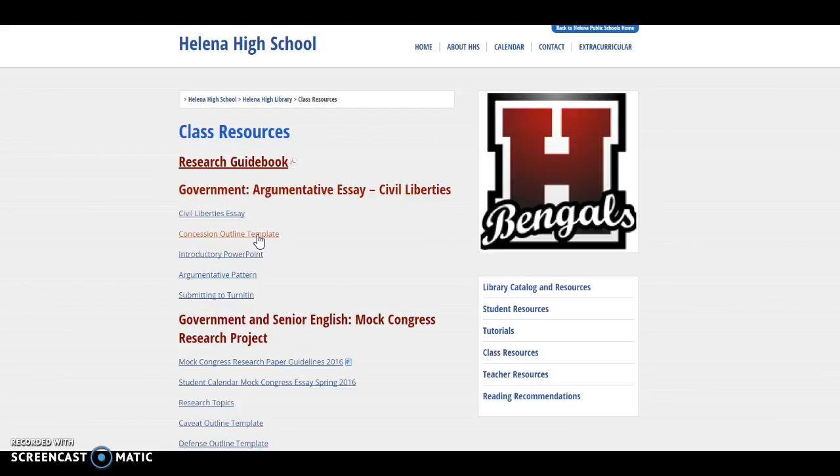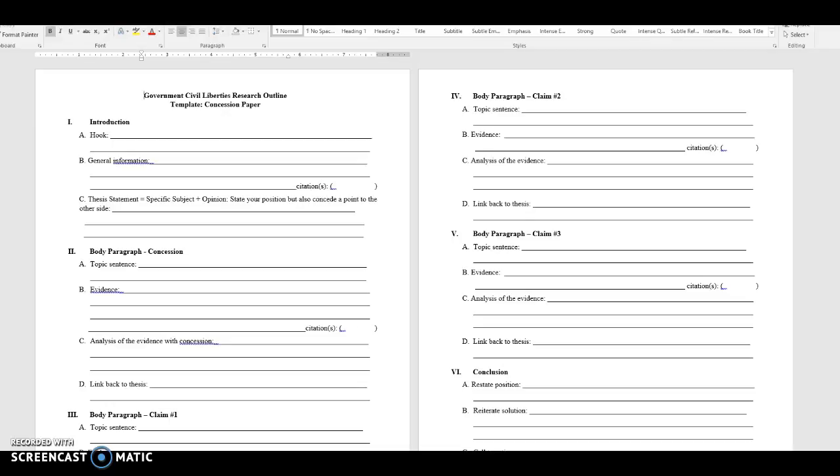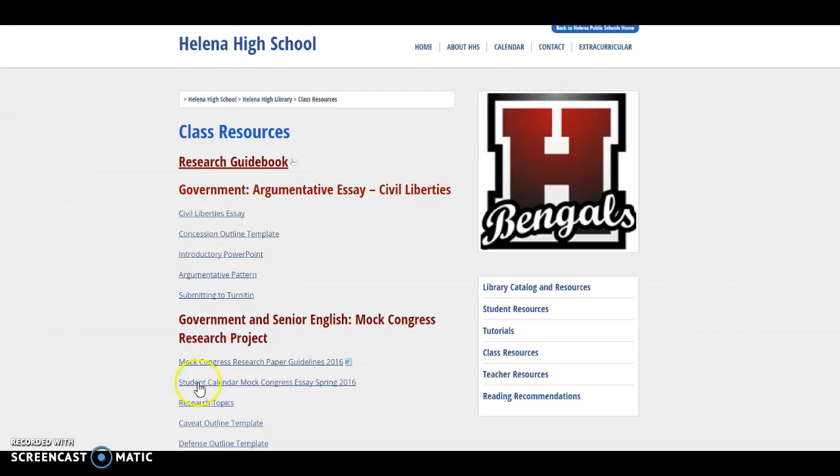Once you download this concession outline, you will see a blank document like this. Many people look at this and they think that they need to fill out the outline from beginning to end. Our suggestion would be that you don't approach an outline in this way, and you start with the things that you know first. So let's show you how to do that.